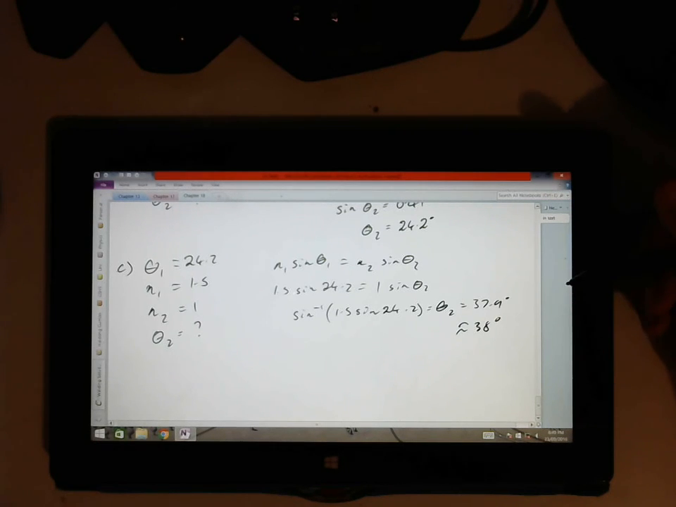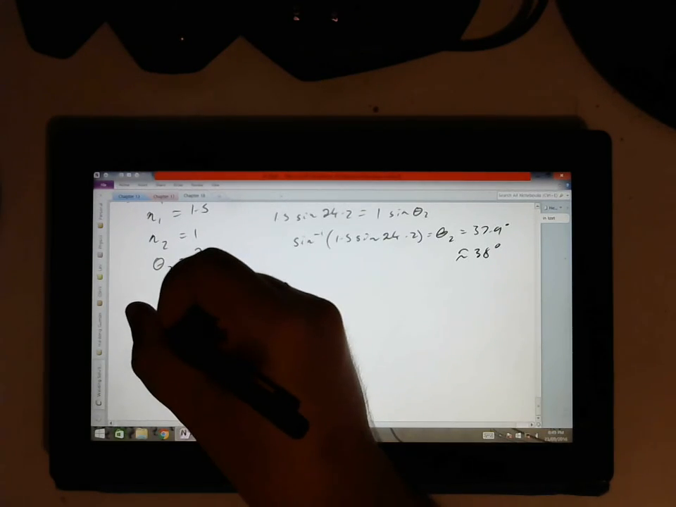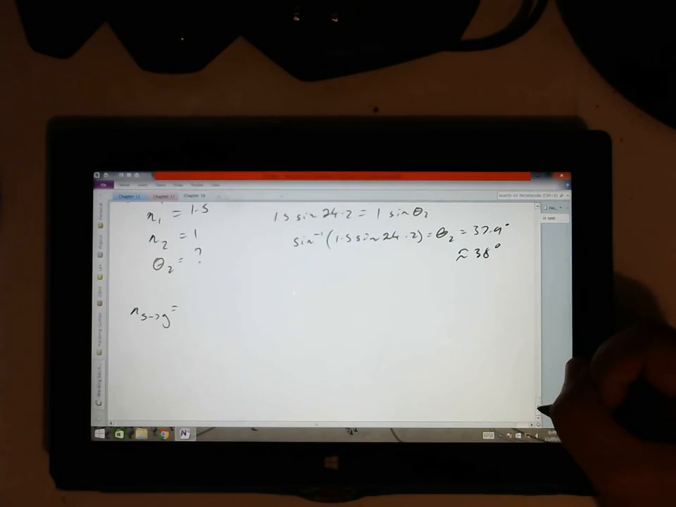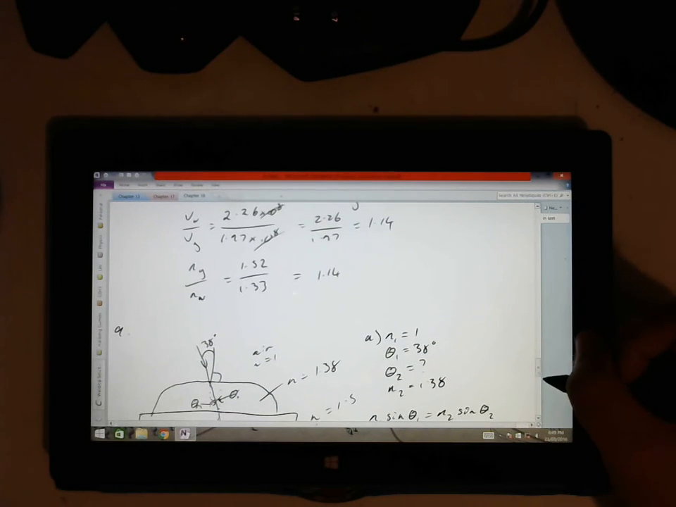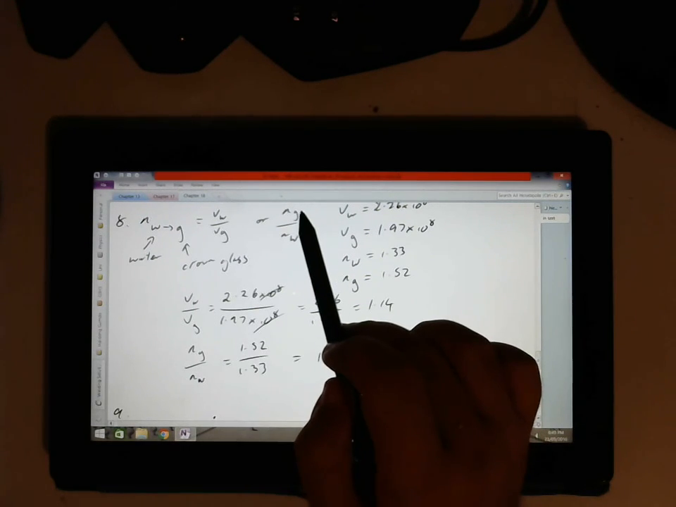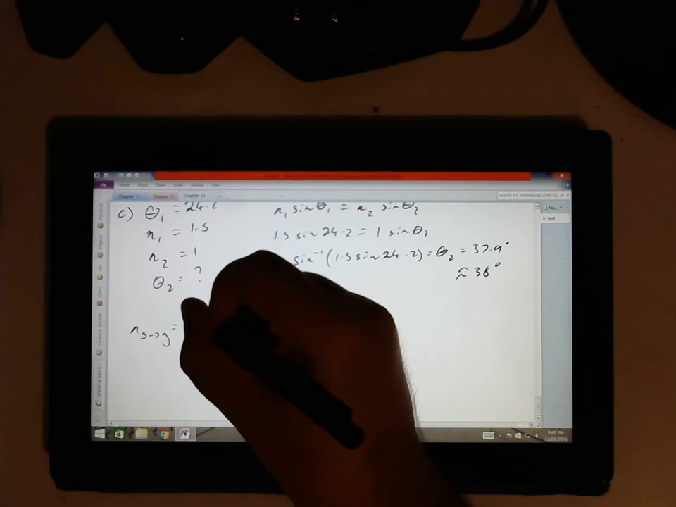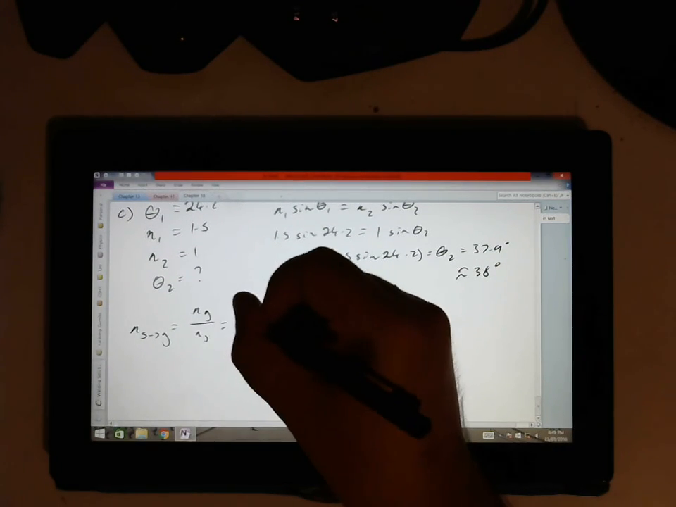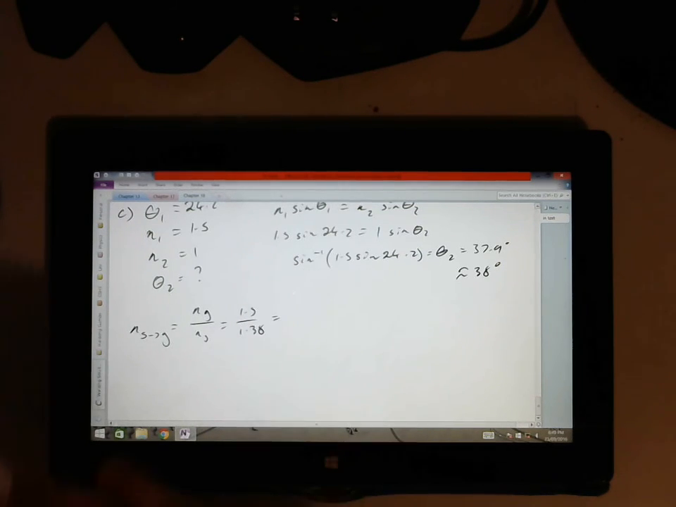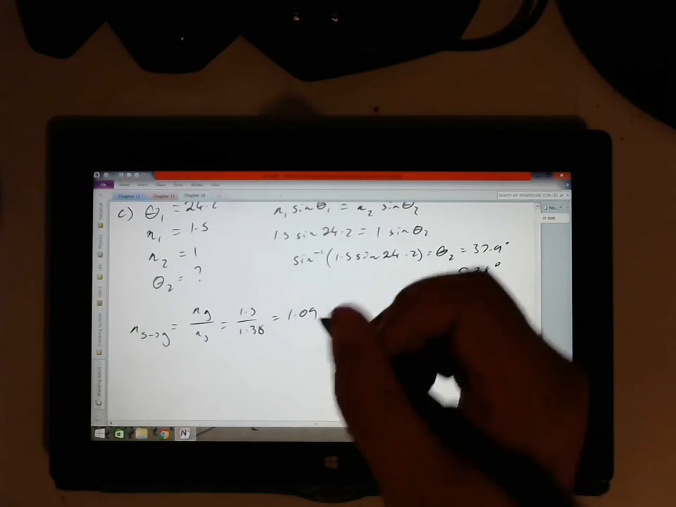Last bit, relative refractive index of light going from soapy water to glass. So n of soapy water into glass. Let's double check what we had before. If we have something into something, the final bit ends up on top, the starting bit ends below. So that's going to be n of glass over n of soapy water. 1.5 over 1.38, 1.5 divided by 1.38 gives us 1.09.